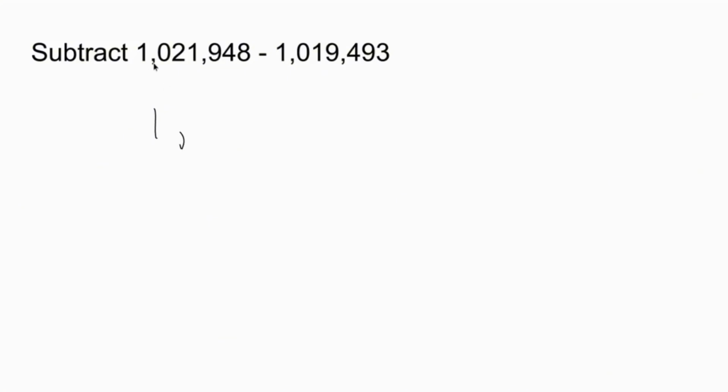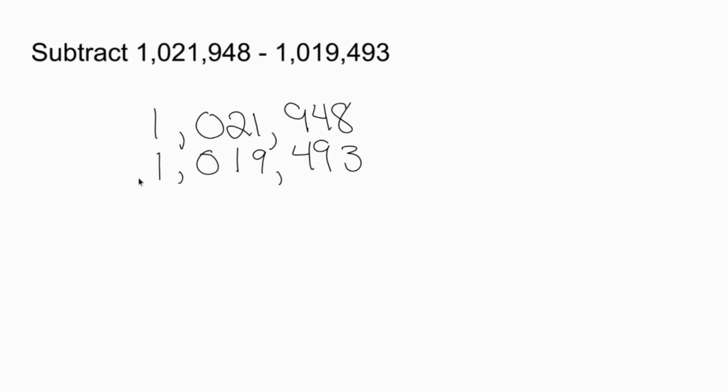So I'm going to write out my first number, 1,021,948, and make sure everything here is lined up. So that 3 goes under that 8, and that 9 goes under that 4. Make sure everything lines up perfectly. Otherwise, this will not work.